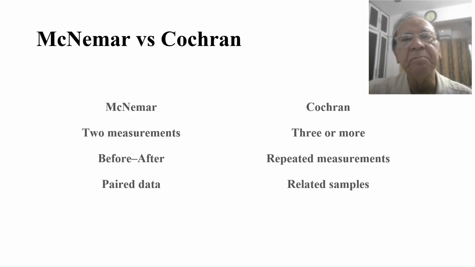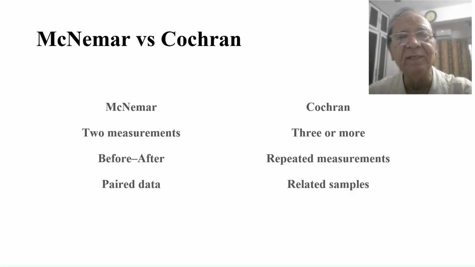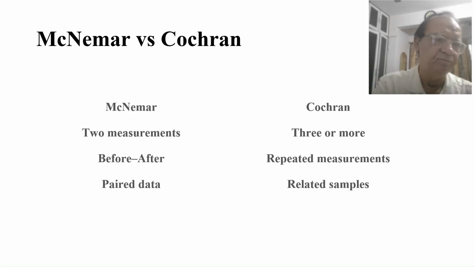This is the most important comparison in today's lecture. McNemar's test compares 2 related measurements. Cochran's Q test extends the same concept to 3 or more related measurements. If you remember this relationship, selecting the correct test becomes very easy.